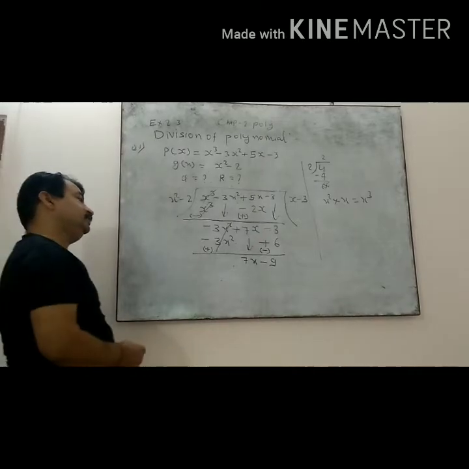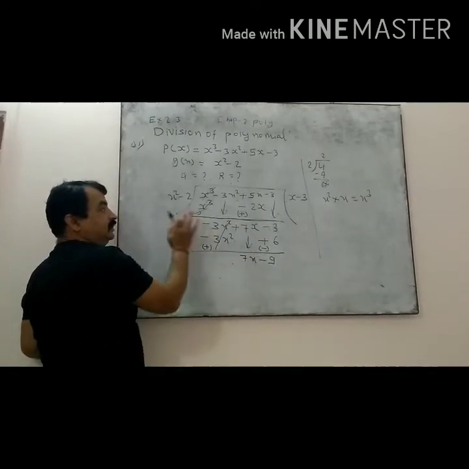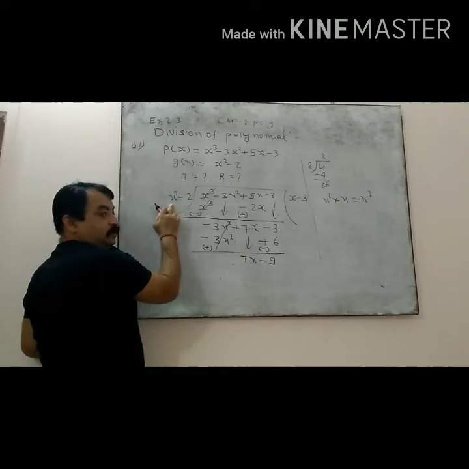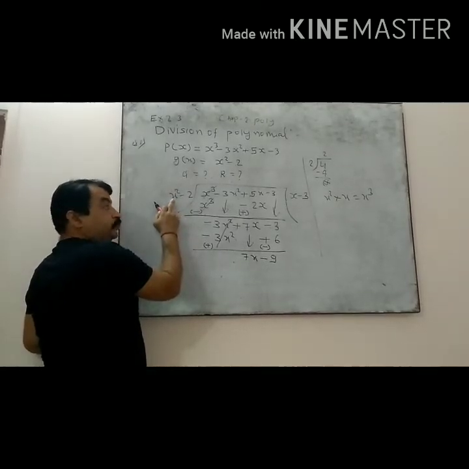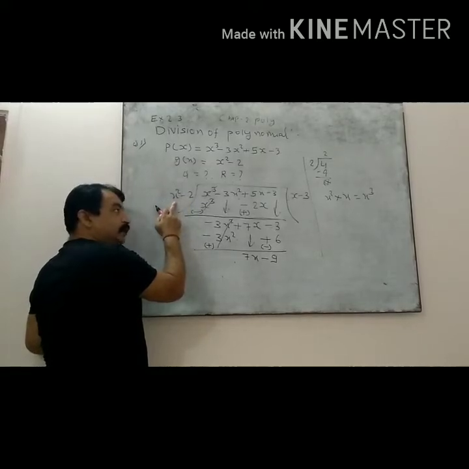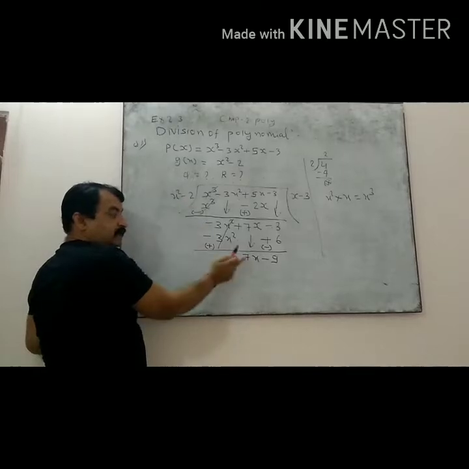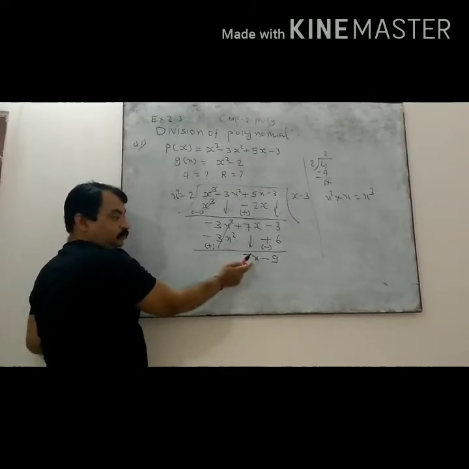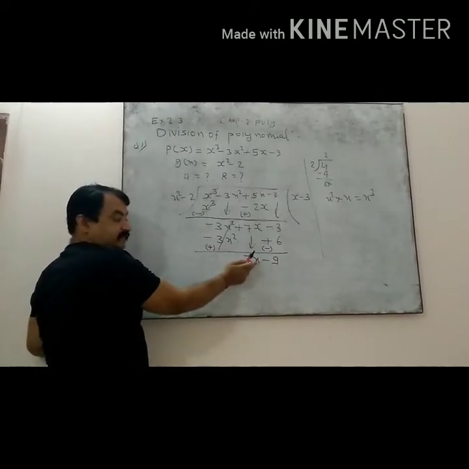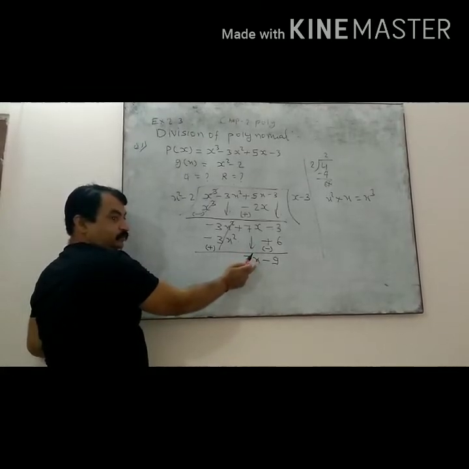Now see further. Can you divide this 7x minus 9 by x square minus 2? Of course no. Because the divisor is x square minus 2, that is, the divisor is a quadratic polynomial, having the power 2. And at the last you got a linear polynomial, 7x minus 9. X is the variable, having the power nothing, which means 1. It's a linear polynomial.